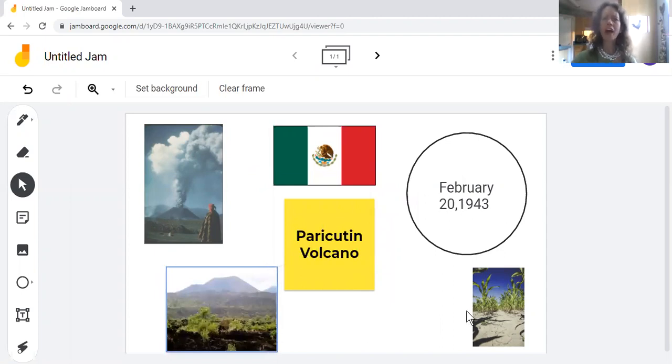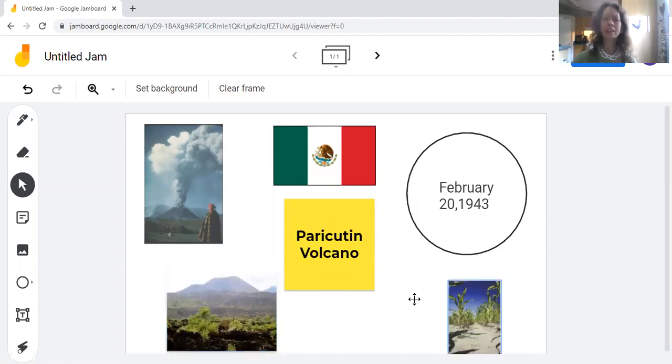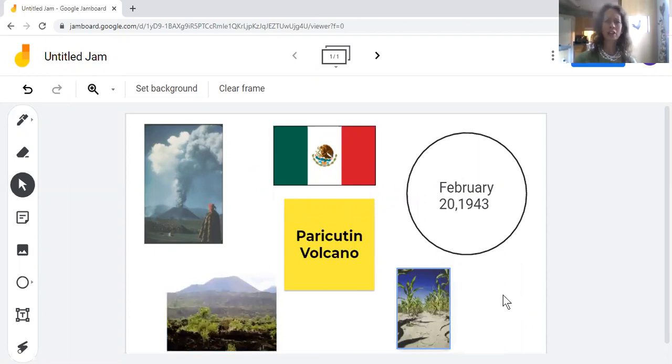All right, that was fun. Nice job today. Good share. Good share, okay? Looks like we've got a picture of what it looked like when it erupted. We've got a picture of it today. It happened in Mexico. That's what it's called. That's when it happened. And it was in the cornfield of a farmer. Nice job on your share today. That was fun. I love doing these.